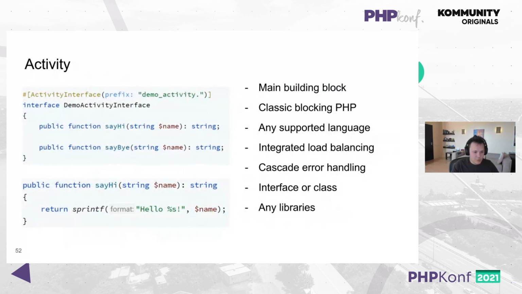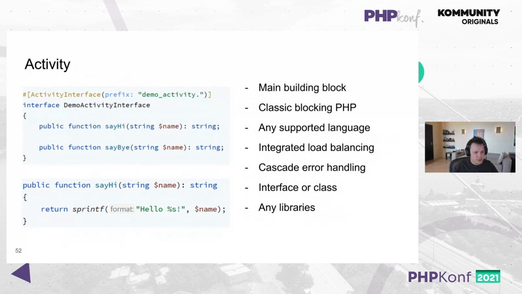Building block number one, and it's your main workhorse, is the activity. An activity is simply an interface with a number of methods and an attribute or annotation for that. You can use both, or it's a class. Practically speaking, it's just a method of the class which you want to invoke with some parameters in and get some result out. It can be anything inside.